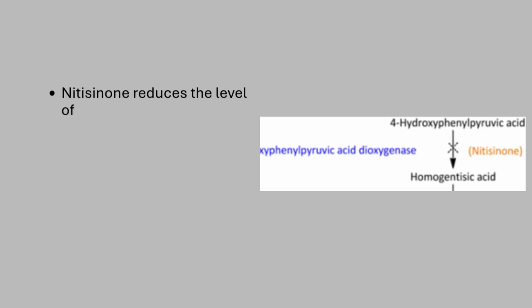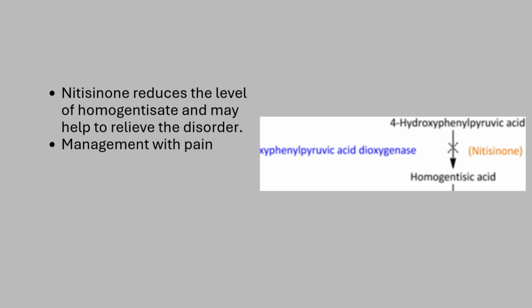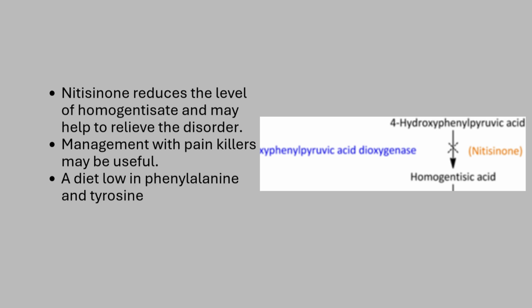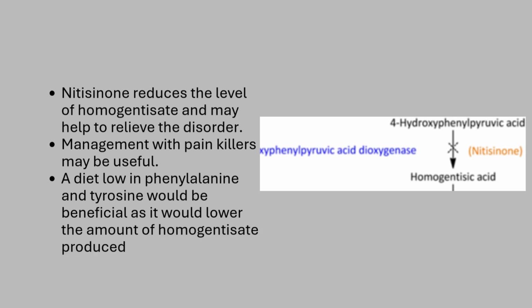Nitisinone reduces the level of homogentisate and may help to relieve the disorder. Management with painkillers may be useful. A diet low in phenylalanine and tyrosine would be beneficial as it would lower the amount of homogentisate produced in the body.